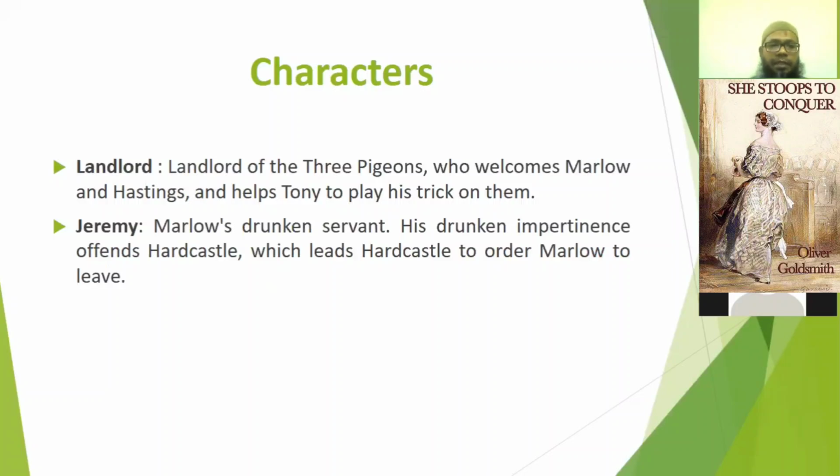Then next comes the character of Jeremy. Jeremy is Marlowe's drunken servant. His excessive drunkenness created irritation in Mr. Hardcastle's mind, and Mr. Hardcastle objected against Jeremy. The idea of servants is present here in the play, very important. There are servants of Mr. Hardcastle, there are servants of Marlowe. So these are the characters in short.